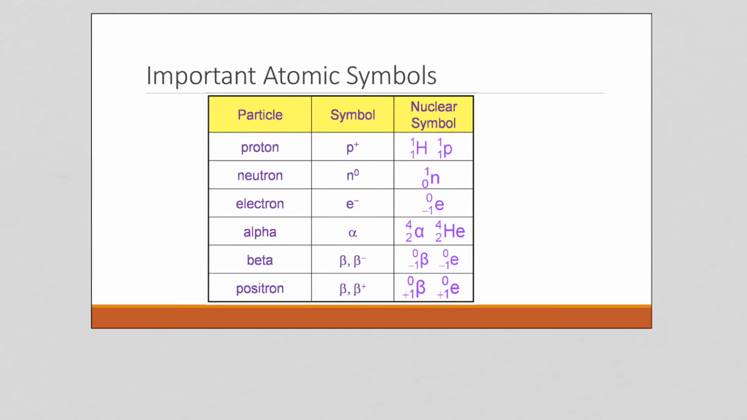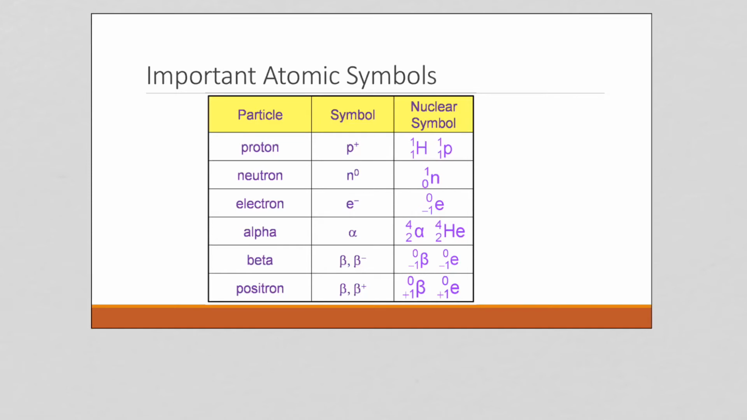We have electrons, e minus, the typical symbol. Its nuclear symbolism is often a top number of 0, representing the fact that it has essentially 0 mass compared to the proton and neutron. And the bottom number, again its charge, is -1.